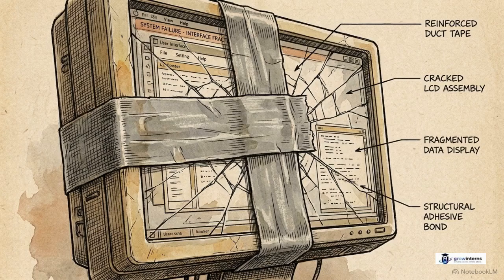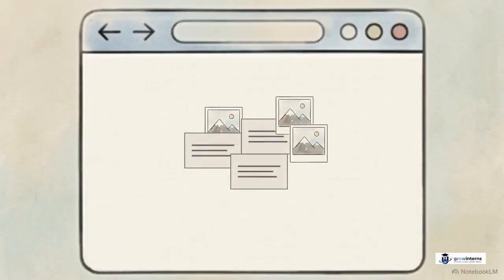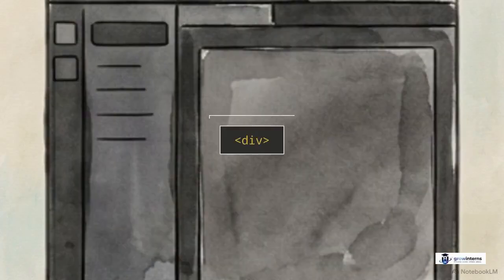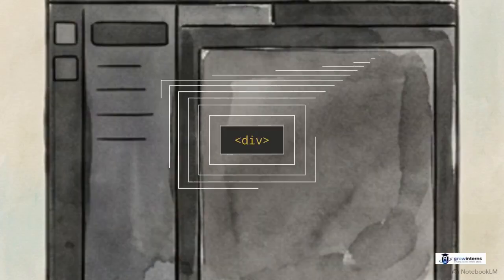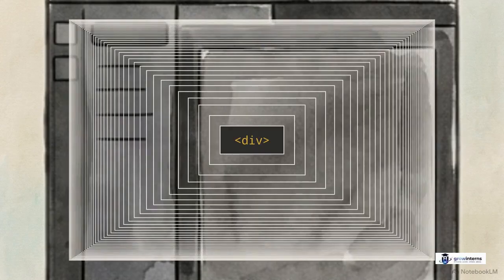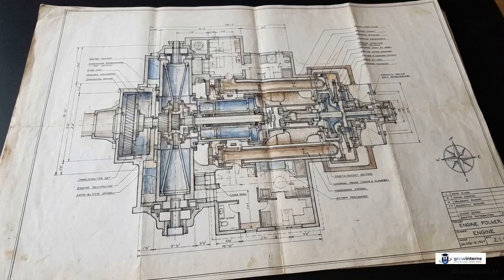Amateurs rely on a duct tape approach. If a layout breaks, they force elements into visual alignment using outdated practices, like wrapping content inside data tables just to keep columns straight. Or they create div soup, stacking meaningless container tags inside each other over and over, just to force a specific margin or border into place. Professional, scalable development requires engineering an invisible structural machine.